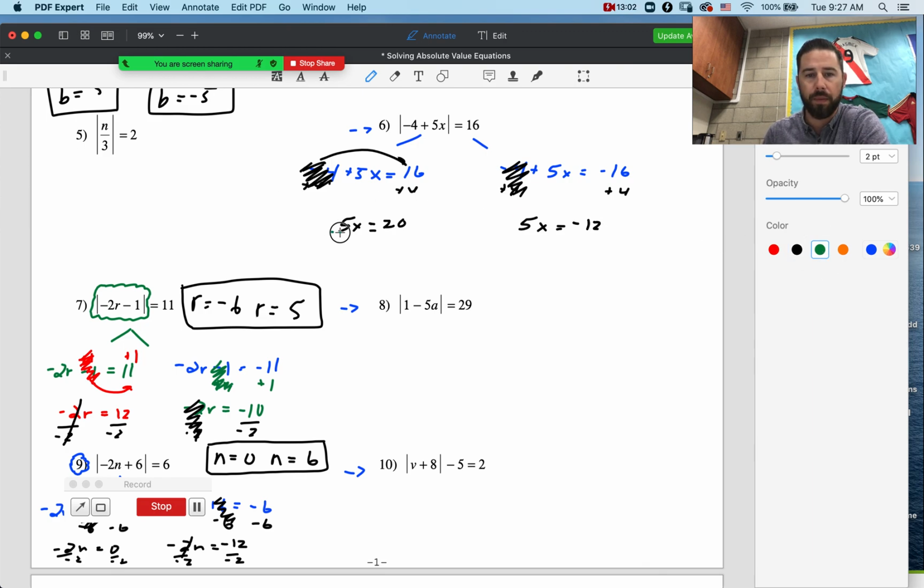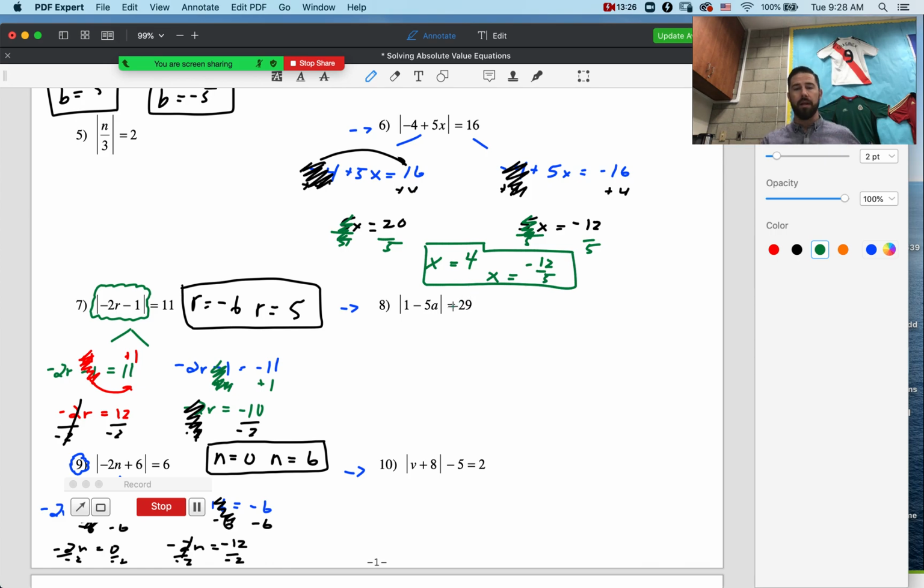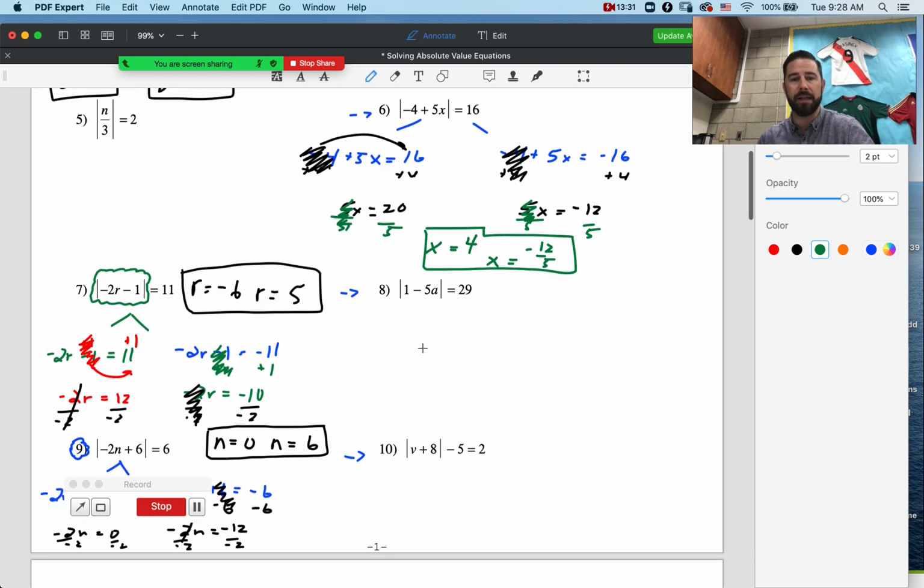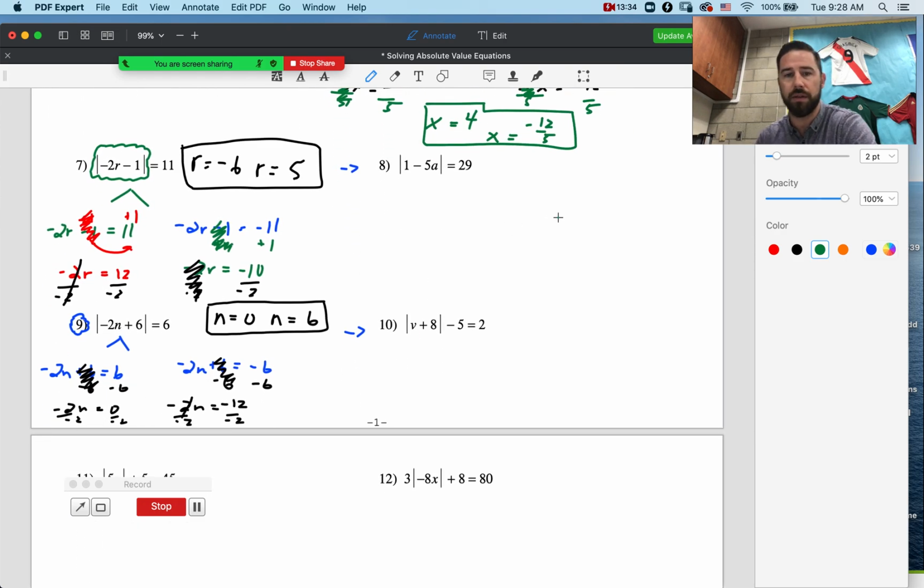All right. We should be familiar with fractions if we want to be good at math. So we have x equals 20 divided by 5 is 4. And here, let me show you how easy this is. Don't freak out. x equals, and just write it negative 12 over 5. That's fine for me. I don't mind that one bit. Okay, so let's expect now that we're going to get some fractions here on 8 and 10. Expect it. And if you can reduce it, reduce it. If you can't, don't.